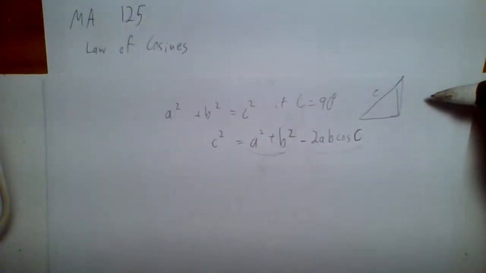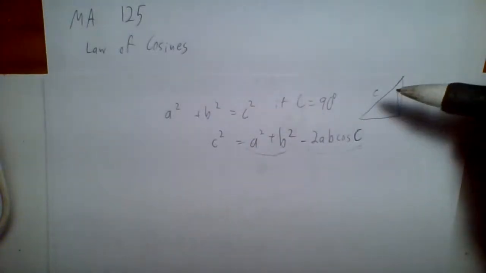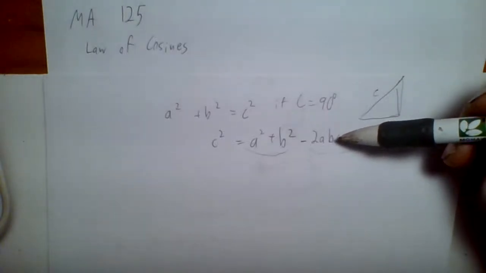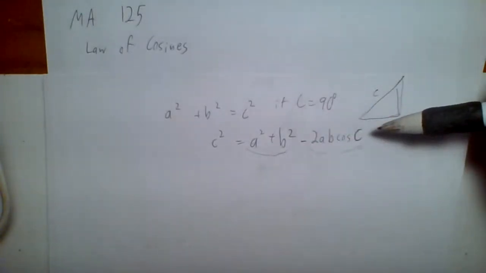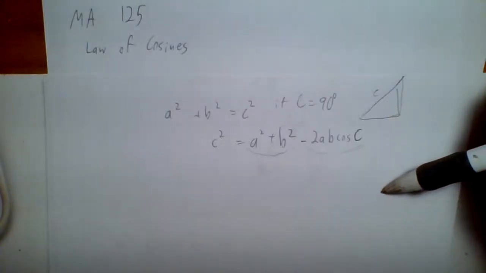I might not put parentheses, but we want to think about those groupings. This cosine is just multiplied by this one term, so we want to put this together first. This is what we're going to apply.